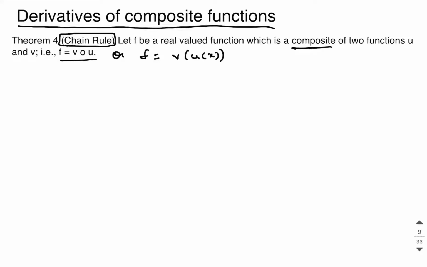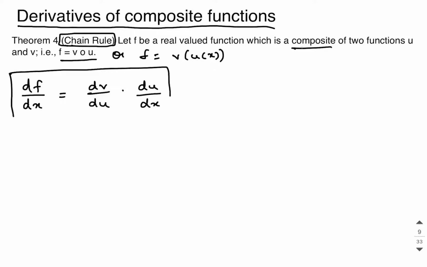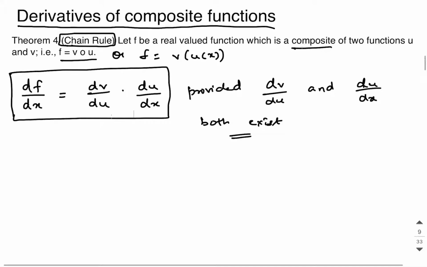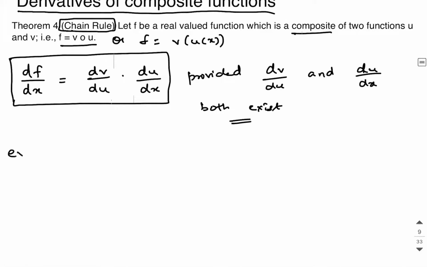If you have a function like this, then df by dx, the derivative of f with respect to x, is given as dv with respect to du into du with respect to dx. This is the formula for the chain rule, provided dv by du and du by dx both exist. If both exist and you need to find the derivative of f with respect to x, then the formula goes as dv by du into du by dx. Let's see how to apply it for an example.